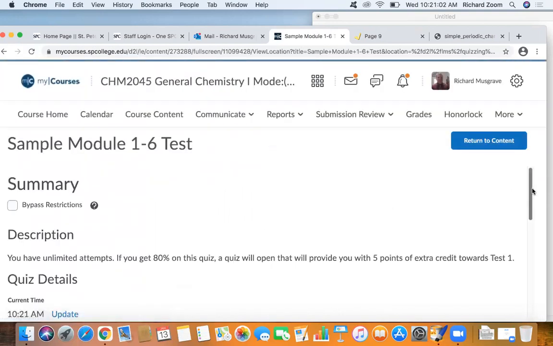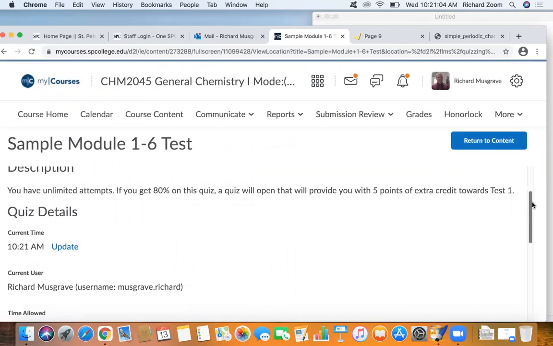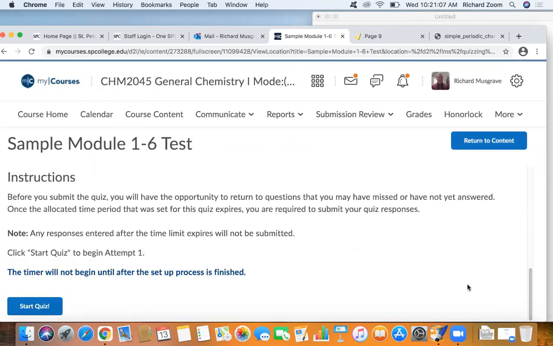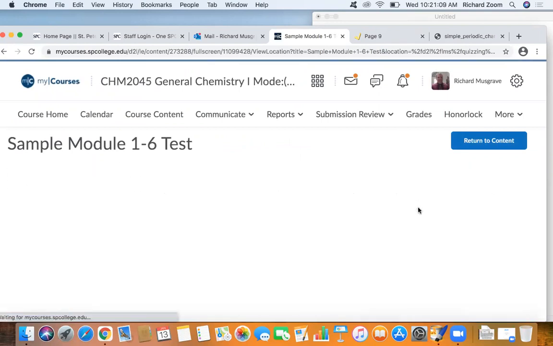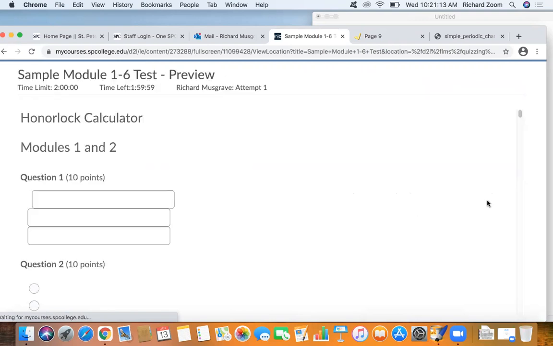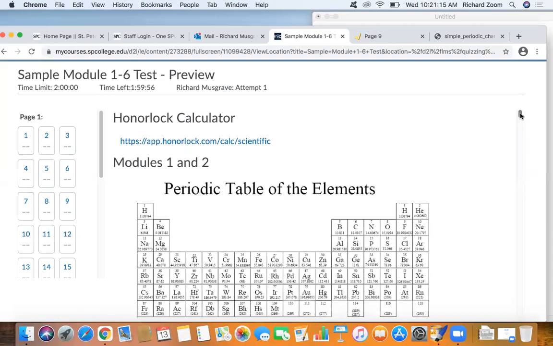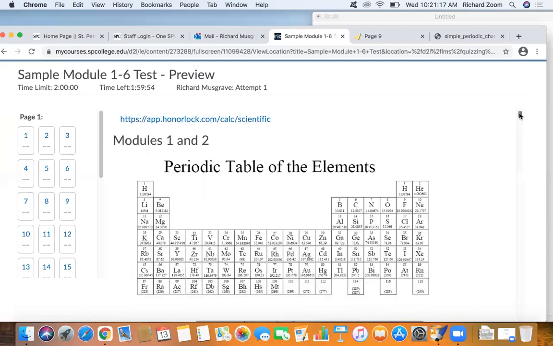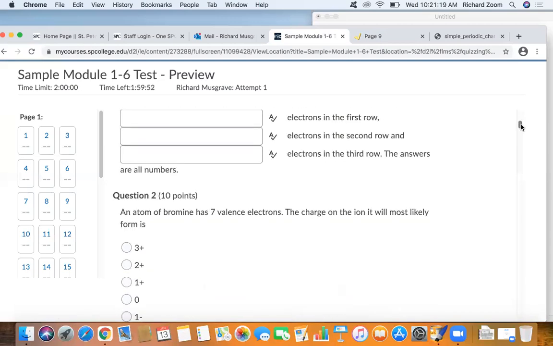And remember that the test you'll be taking will be the same as the sample test that I have here. So you'd be crazy not to do it, even crazier not to get the extra credit for that as well. So you can see you've got the periodic table there.